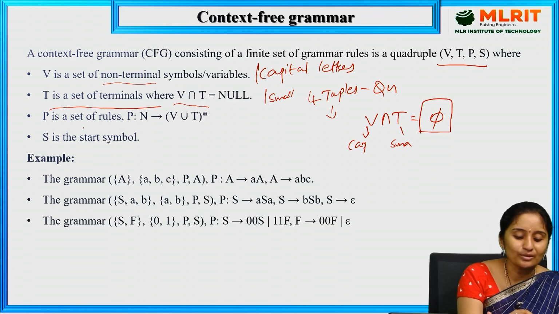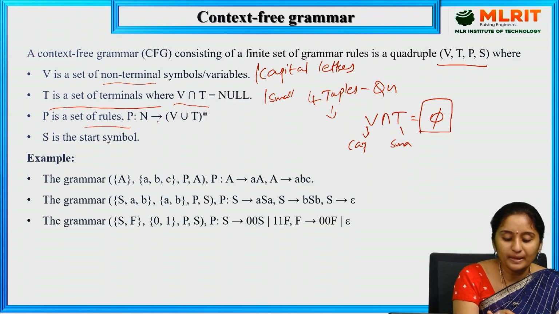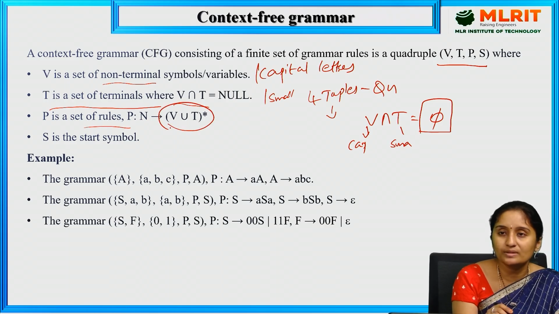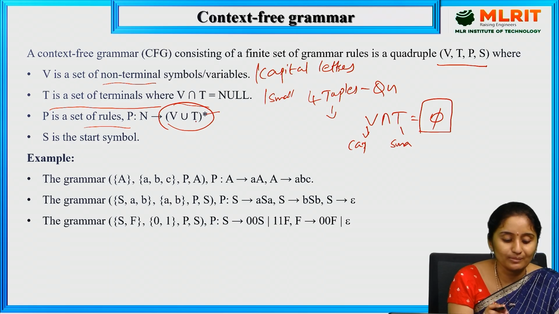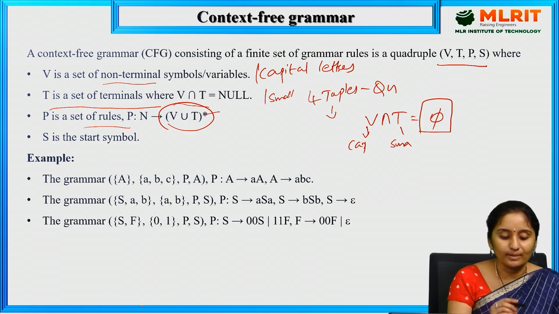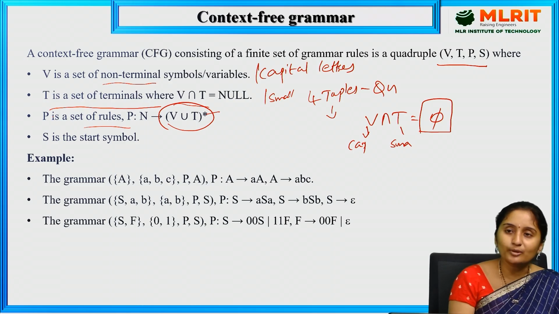P is a set of rules, nothing but P produces (V union T) whole star. So there can be zero occurrences or more, or it can be a combination of terminals and variables. These production rules are framed with the help of terminals and variables. S is the start symbol, and this start symbol is taken from the production rules.